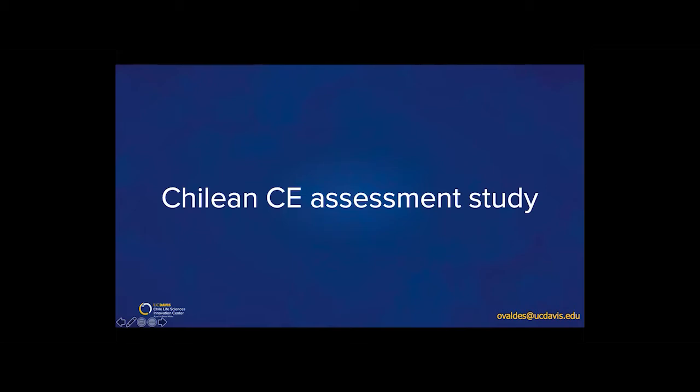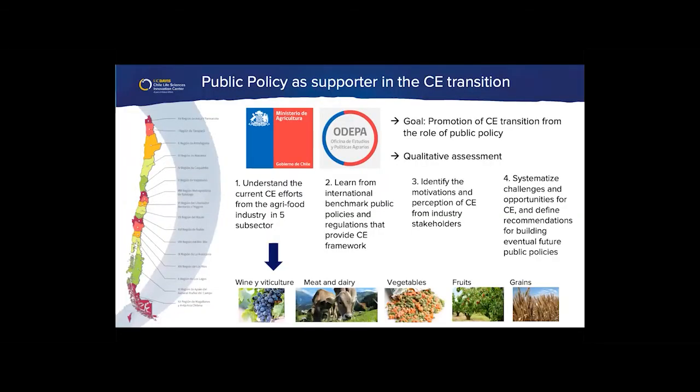So having this general introduction, today I'm going to tell you about a recent work that we published with the collaboration and support of the Ministry of Agriculture in Chile. This is a qualitative assessment that we performed. So what was the goal? The Ministry of Agriculture, of course, is aware of all of these challenges that I mentioned before, and they want to promote the circular economy transition from the role of public policy.